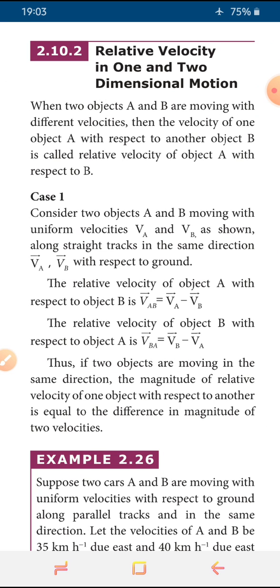For example, we have two objects, namely A and B. These two are moving with different velocities. Then the velocity of one object A with respect to another object B, we can say, is the relative velocity of object A with respect to B.